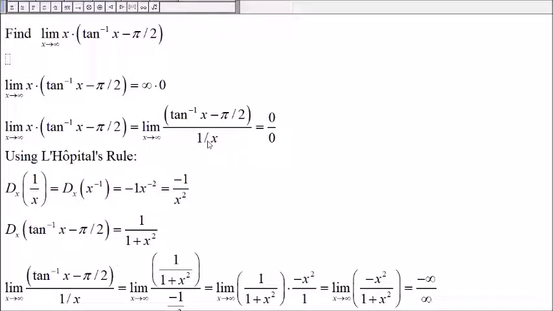And so to apply L'Hopital's rule, we need the derivative of the numerator and derivative of the denominator. The derivative of 1 over x. This is derivative of x to the negative 1, which is negative 1 times x to the negative 2, and is equal to negative 1 dividing by x squared.